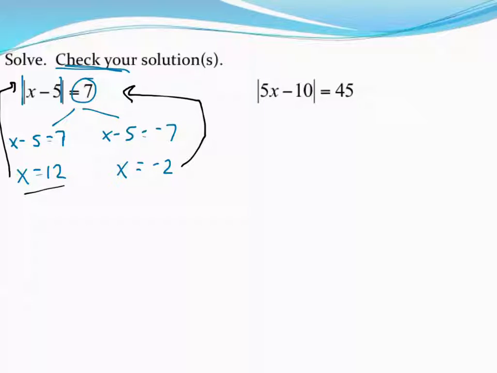If I start with checking 12, 12 minus 5 is 7, and the absolute value of 7 is 7, so 12 checks out. That one's fine, so go ahead and circle it. If I check negative 2, negative 2 minus 5 is negative 7, but remember we're doing absolute value, so the absolute value of negative 7 is also positive 7, so that one checks out. Again, these beginning ones are always going to check out, but I would just be in the habit of always checking, because like I said, later on they won't.